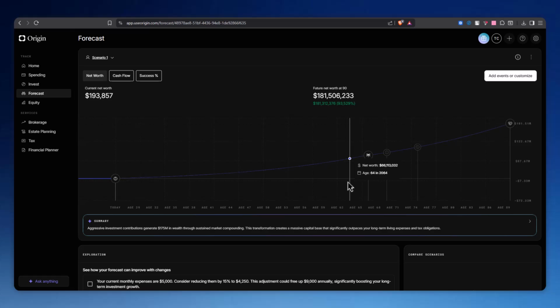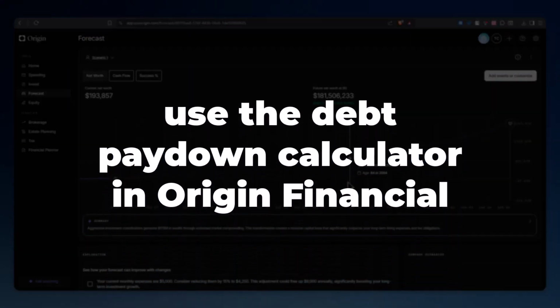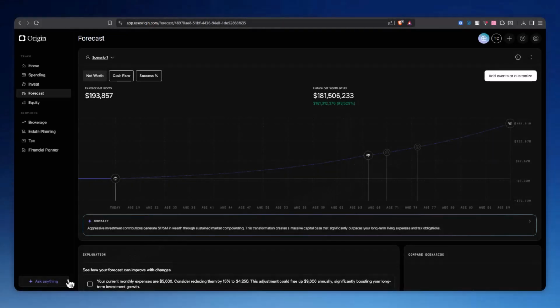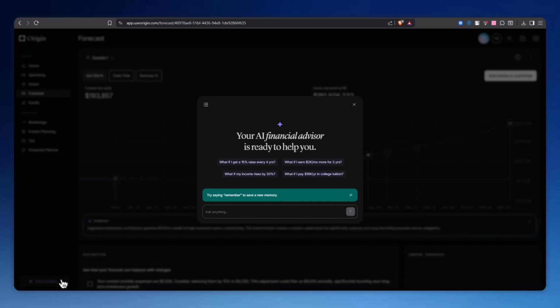In this video, I'm going to show you how to use the debt paydown calculator in Origin Financial. Let's get started. The easiest way to calculate a debt payoff strategy is by using Origin's built-in AI advisor. Open the AI advisor chat inside the platform, then type a question about your debt plan.